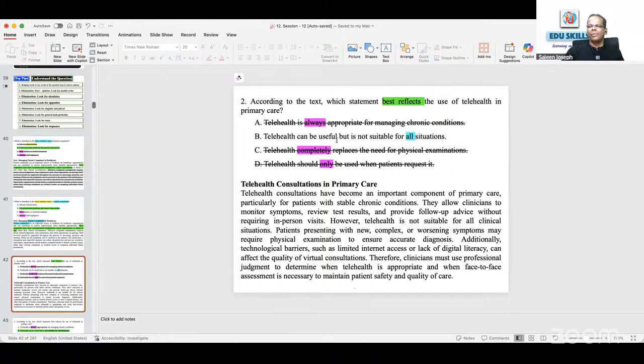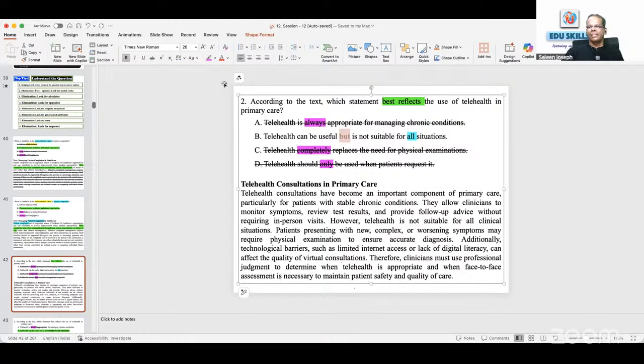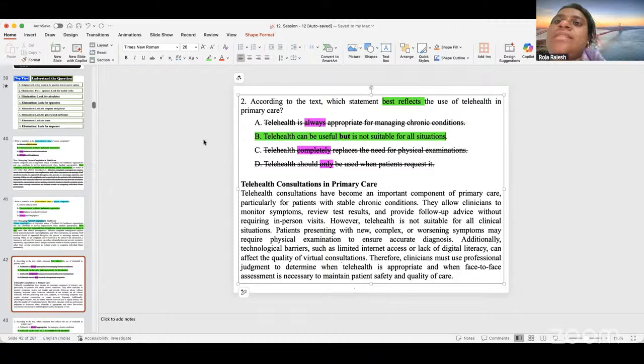Okay, telehealth can be useful, but is not suitable for all situations. And only here you have one more conjunction, right? Do other options have a conjunction? No. But let's see. As per those principles, this must be the right answer, but I am not confirming it. Let's read and confirm. Telehealth consultations.